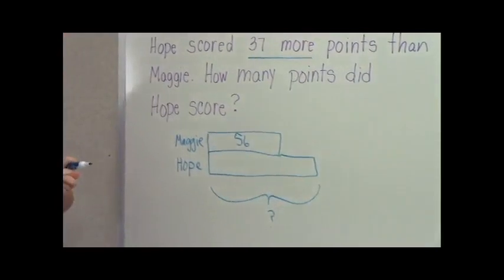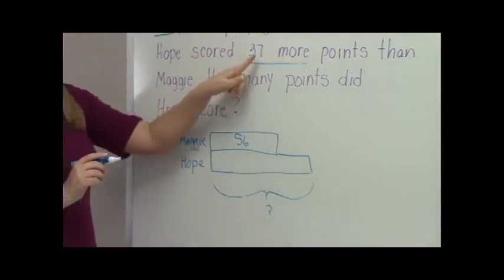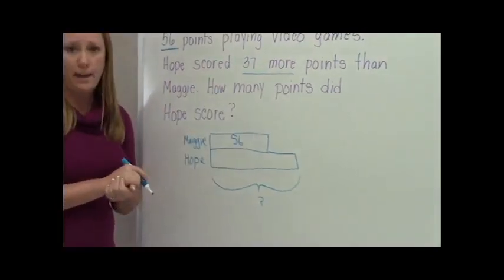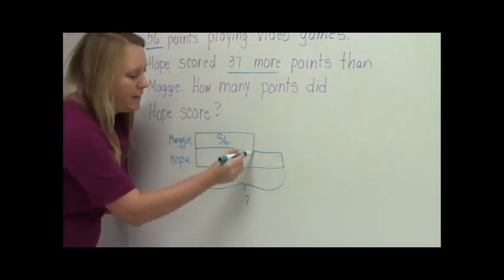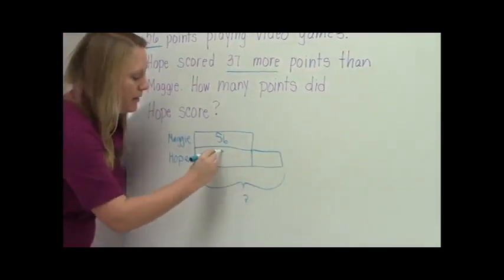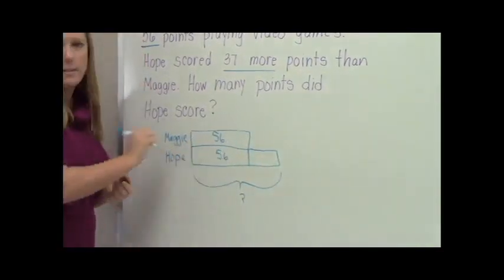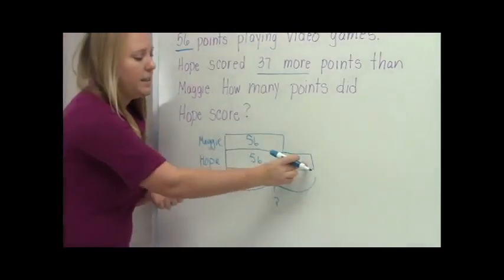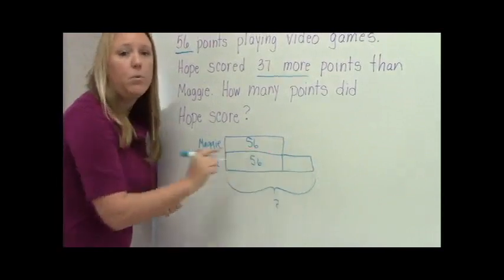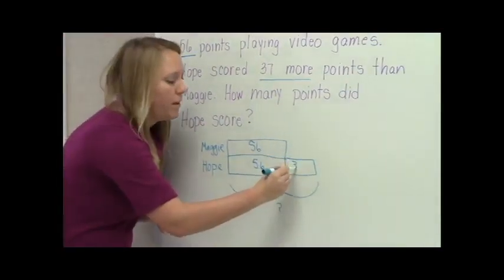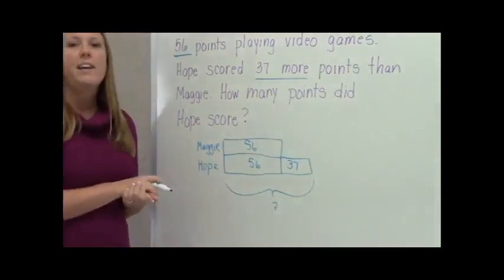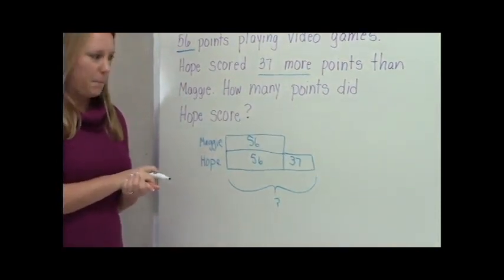But the other part of information we do know is that Hope scored 37 more than Maggie. So if I draw a line here, that makes this bar here the same amount as Maggie's. This section here is how many more points she scored, which we know is 37. Now I'm ready to solve my problem.